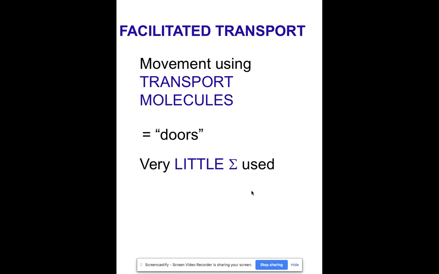So facilitated transport is usually just a form of diffusion where the little doors are there and they're always open and things just pass through. But sometimes they do require a little bit of energy. For example, glucose, which is sugar, and your body needs sugar for creating energy. Glucose is way big. It's C6H12O6, way too big of a molecule to just pass through your cell membrane. So what we need is a special door that helps move it across your cell membrane.